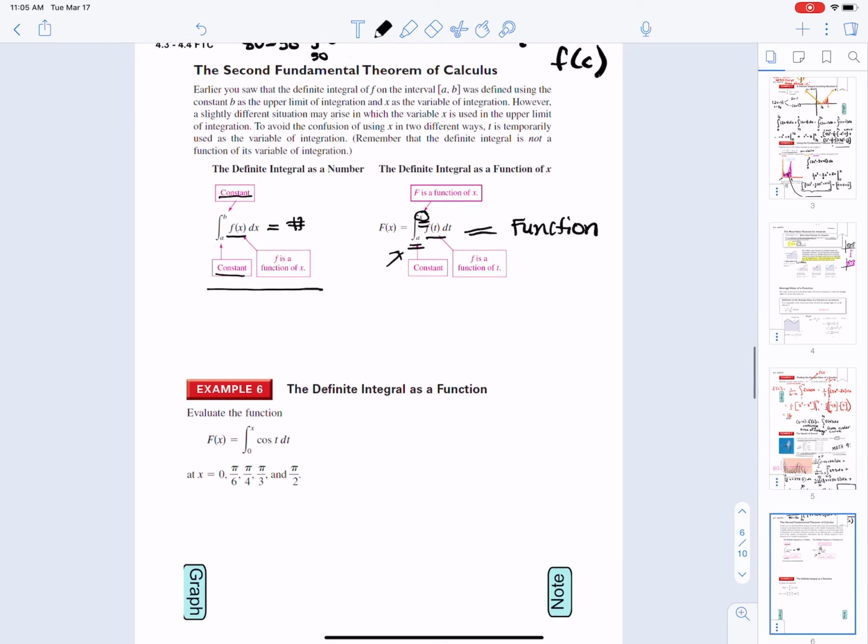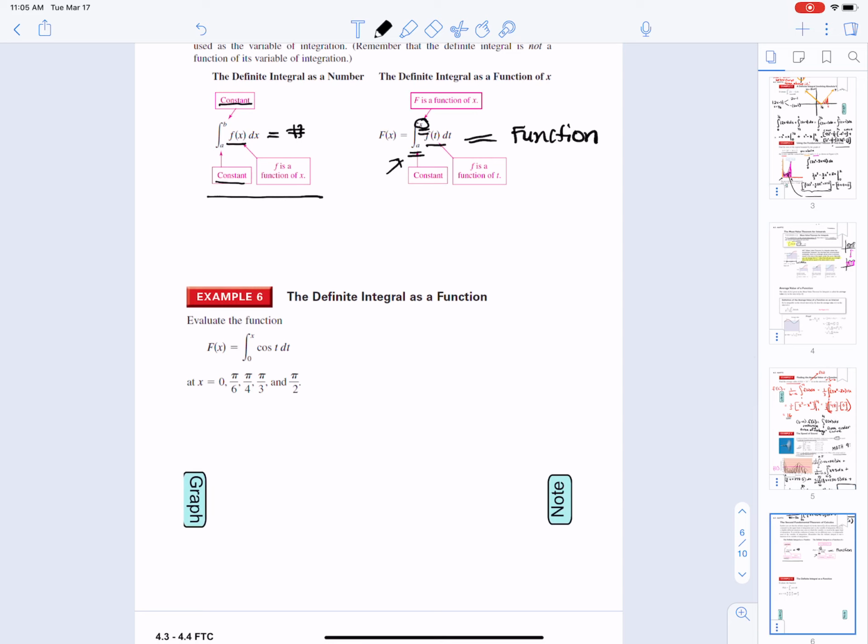Okay, let's look at an example. So the definite integral is a function. So we want to evaluate this function at different time points. So what we're going to do is first find the antiderivative. The antiderivative of cosine is sine t, and remember the derivative of sine t is cosine, so I don't need a negative here. I evaluate it from 0 to x.